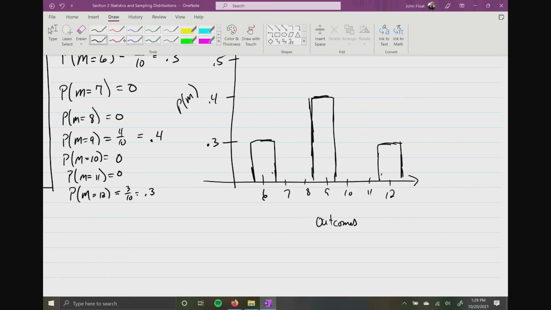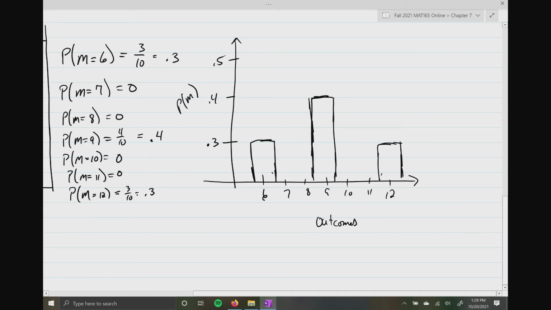Wow. Oh, that's a horrible looking bell. All right. There we go. Once again, we're getting that nice bell-shaped curve. Okay? So I hope this makes sense. That's what this is all about.